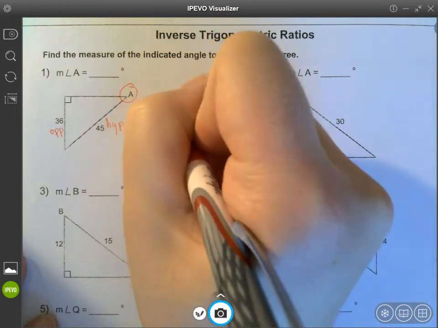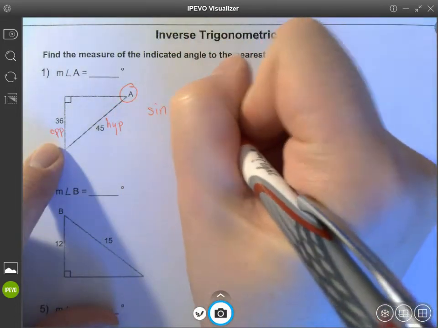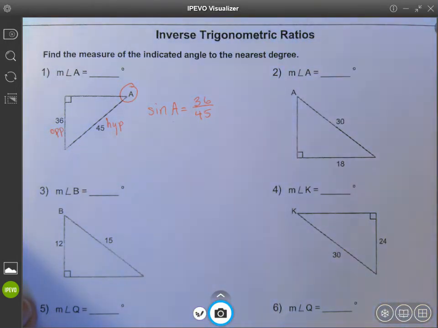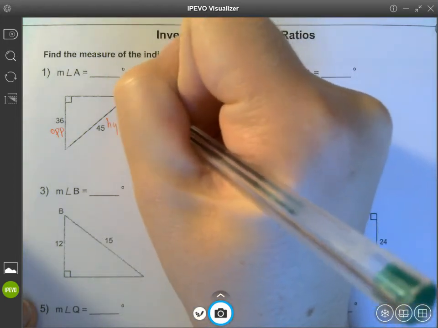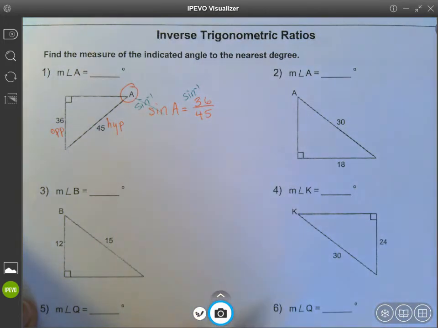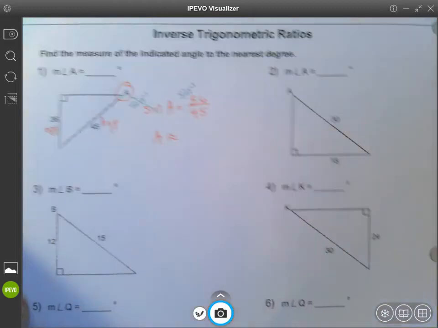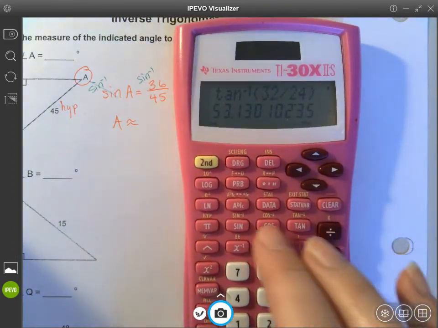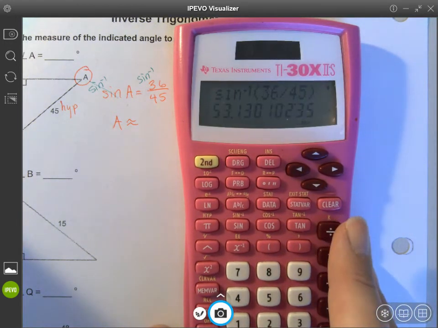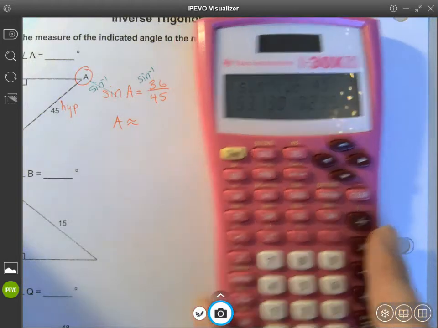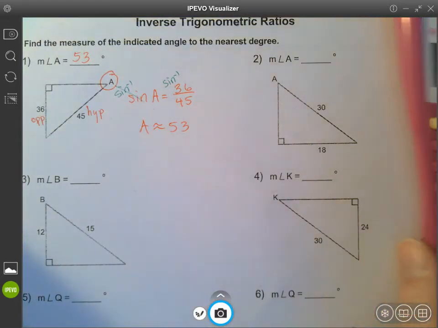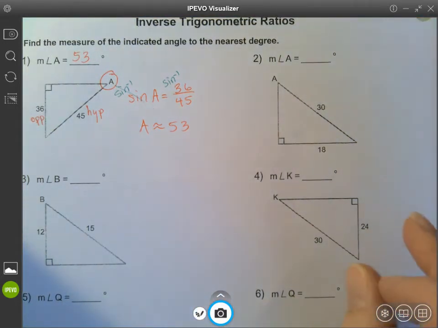I'm going to use sine of A, and that is the opposite 36 over hypotenuse 45. Now again, this fraction, 100%, reduces, but we're coming in, we're doing the inverse sine and using our calculator to find the measure of angle A. All right, so inverse sine, that's how we cancel it. The 36 divided by 45, close those parentheses, and I got 53. It seems like I'm getting some definite repeats today. 53 degrees.